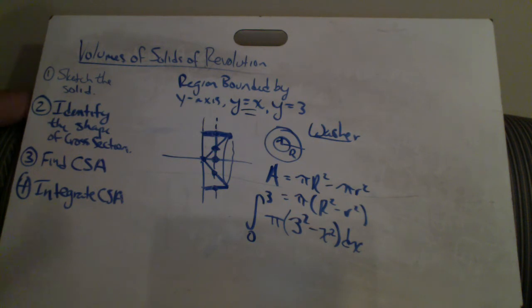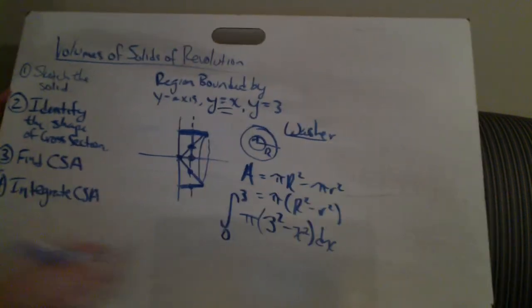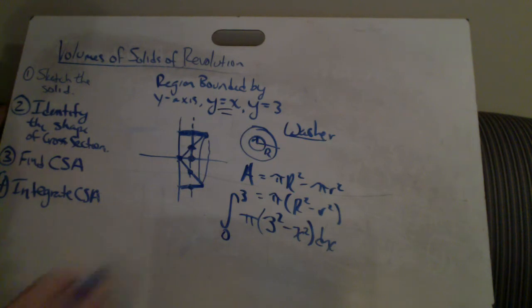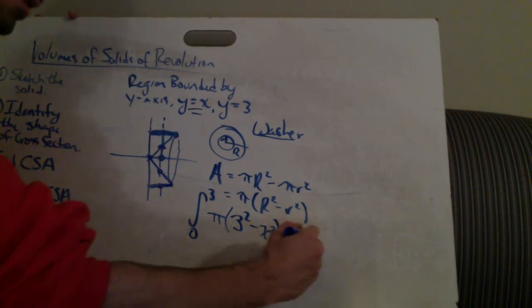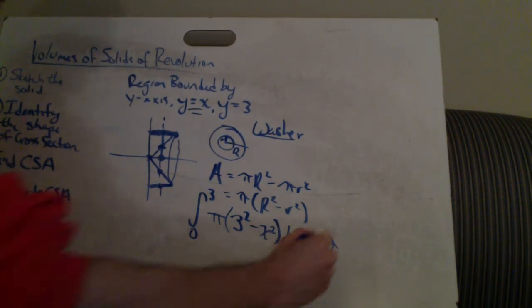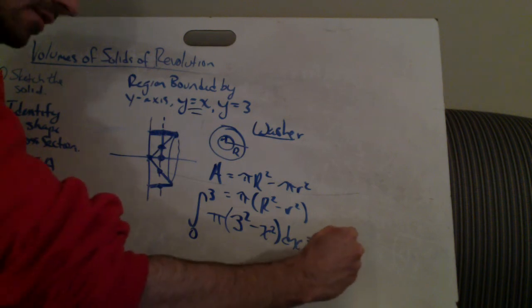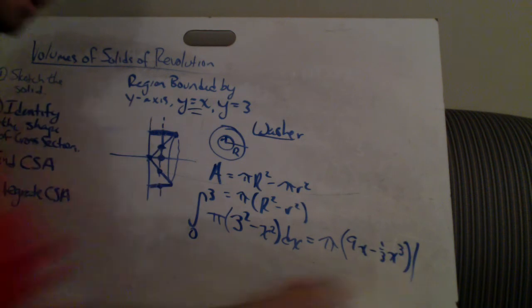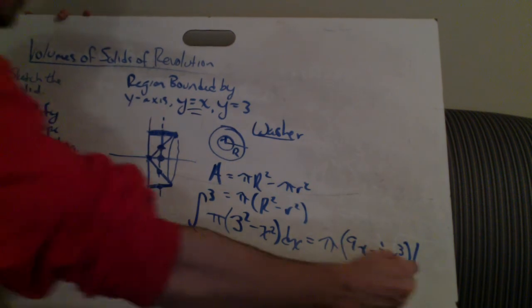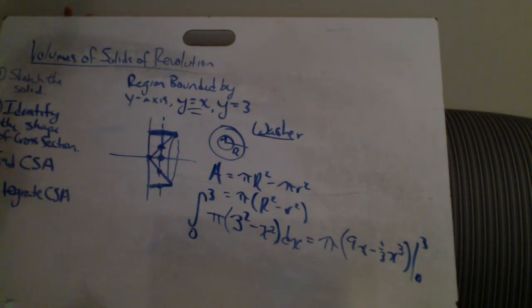And I can integrate this if I really wanted to. Pull out the pi all the way out to the front. The integral of 9 is just 9x. The integral of negative x squared is negative 1/3 x cubed. So this becomes pi times 9x minus 1/3 x cubed. And I'm going to evaluate that from 0 all the way up to 3.